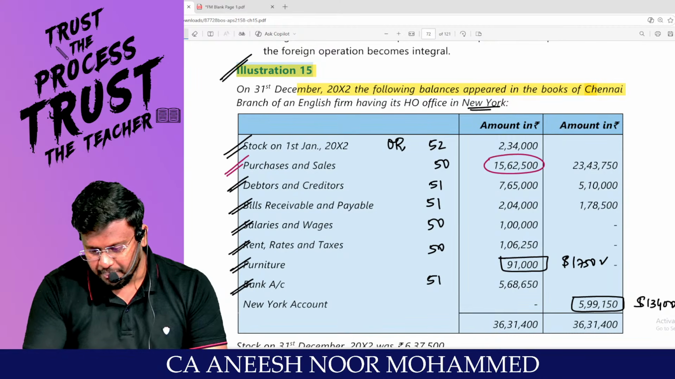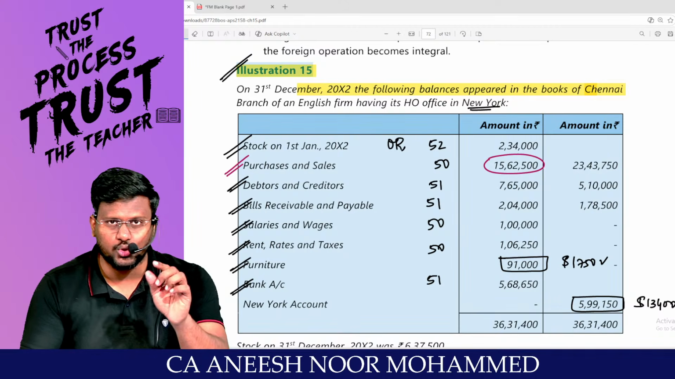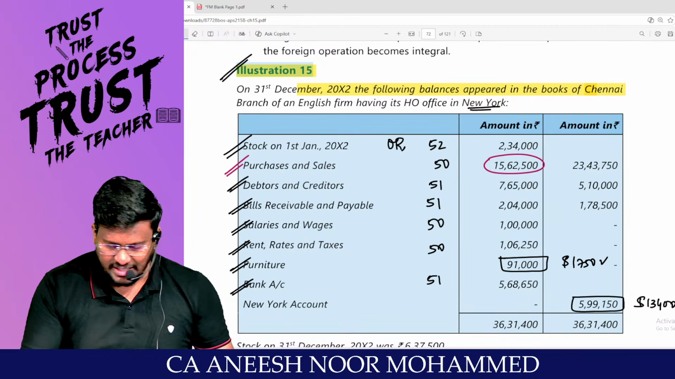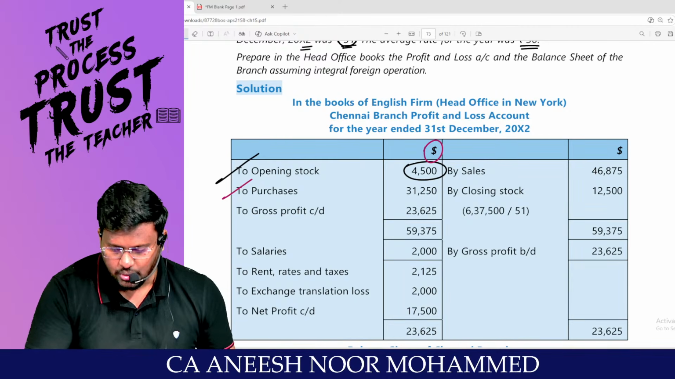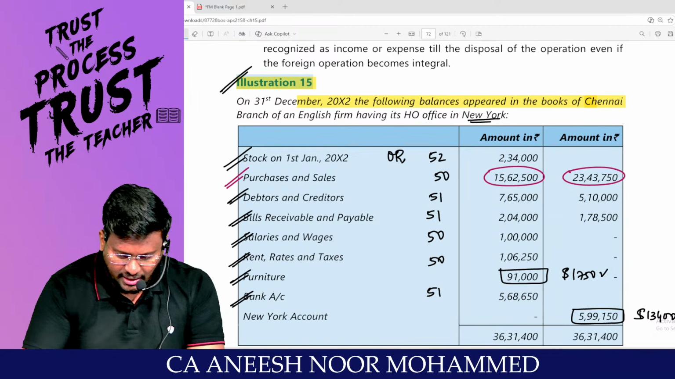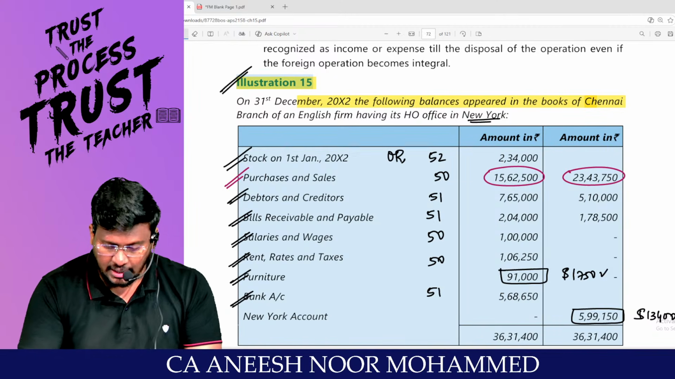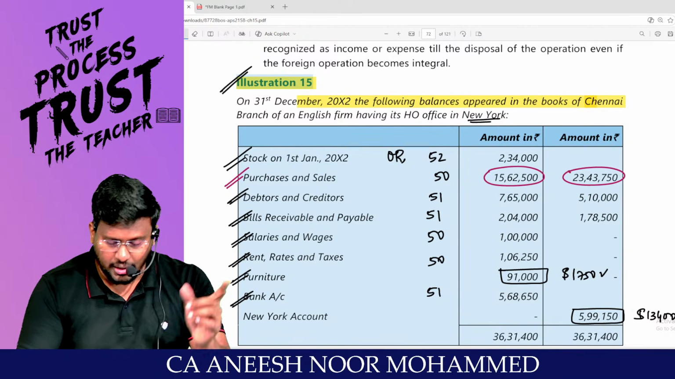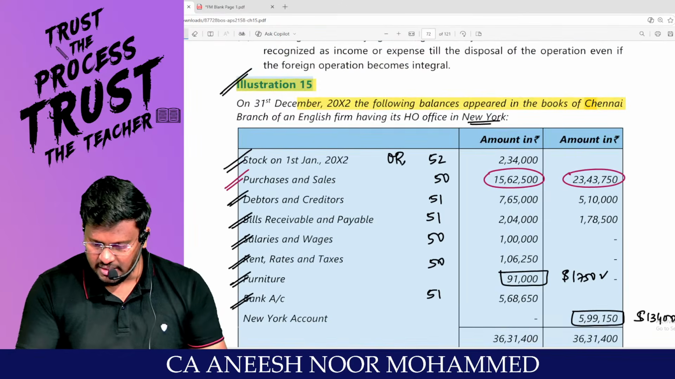Purchases and sales. Purchases 15,62,500 divided by the average rate, so divided by 50. So the purchase amount is $31,250, to purchases $31,250. Sales: 23,43,750 is the rupee sales divided by foreign currency 50 comes to 46,875 is the sales. Is it very much achievable?